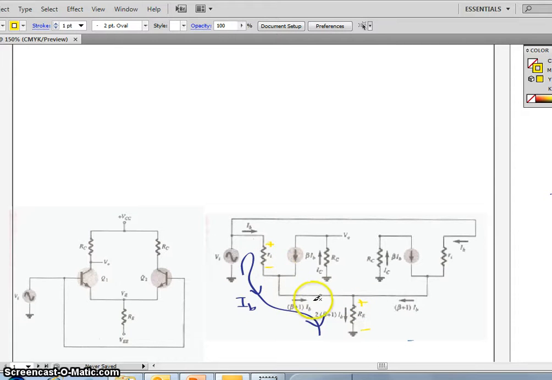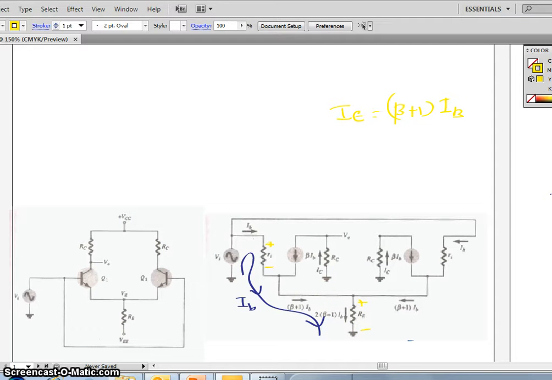See, this current is beta plus 1 times IB. That means this is the emitter part. IE is equal to beta plus 1 times IB. I think you are very familiar with this expression. Both are coming together here, so it is 2 times beta plus 1 IB.